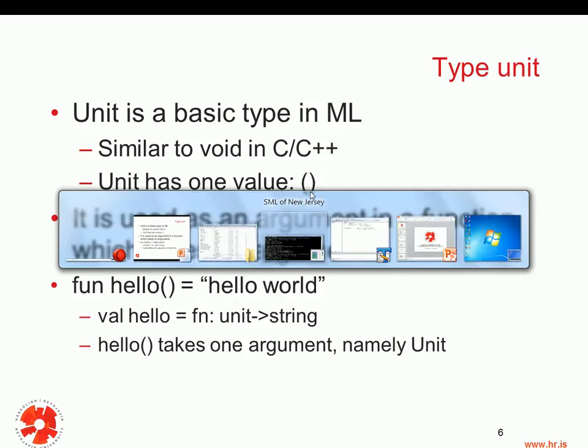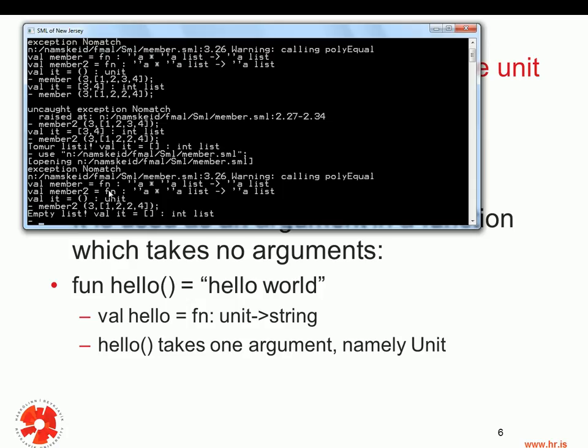And you might have noticed that when I loaded the program member, the interpreter told me what was the type of the member function. Here it was a pair, an element of some type A, and then a list that includes elements of type A, and it mapped those into a list of type A, similar to the member2 function. But then it says it is equal to open parenthesis, close parenthesis, and then unit. So at the end it says that the overall type of the result of loading the program member.sml is the unit type.